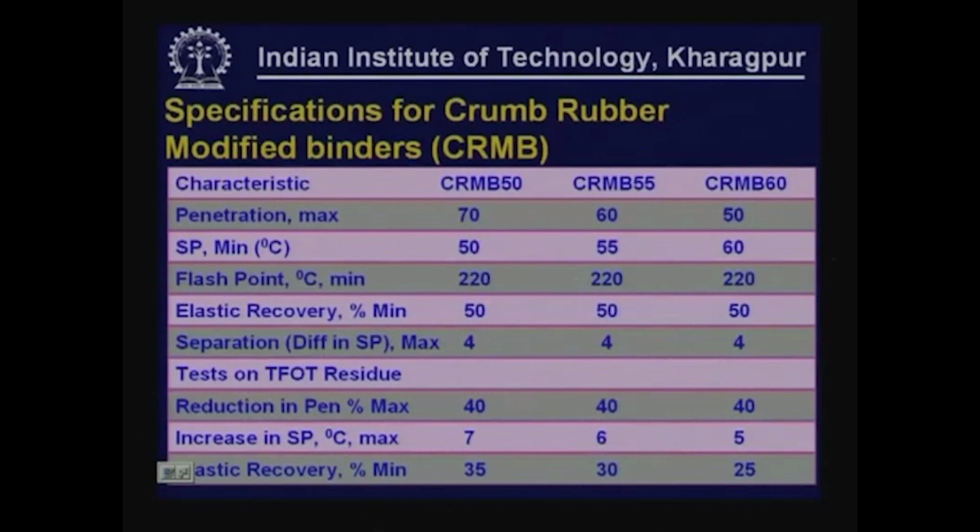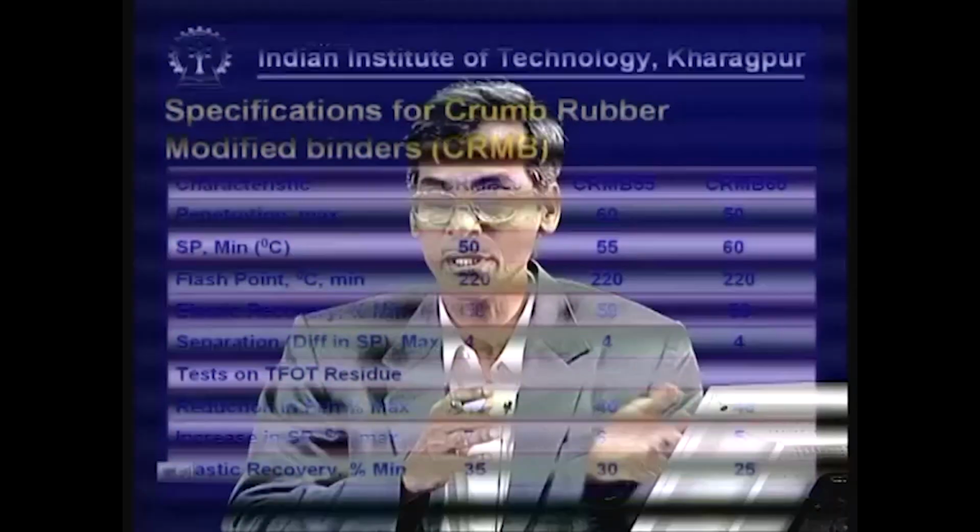Similarly, we have specifications for crumb rubber modified binders. These are the binders obtained by blending crumb rubber that I have just discussed previously, which is obtained from old used tires, from which steel fibers or other fibers can be removed. It can be shredded and then made into fine powder form or even smaller particles, which can be added to bitumen, and under appropriate conditions it can be blended.